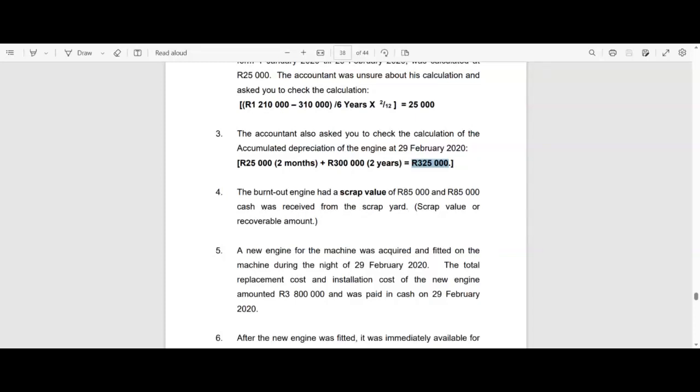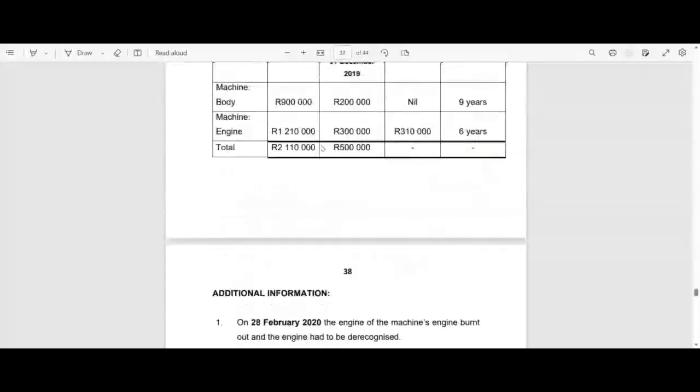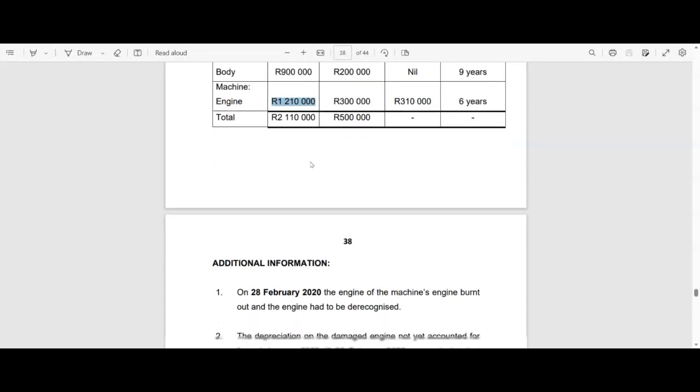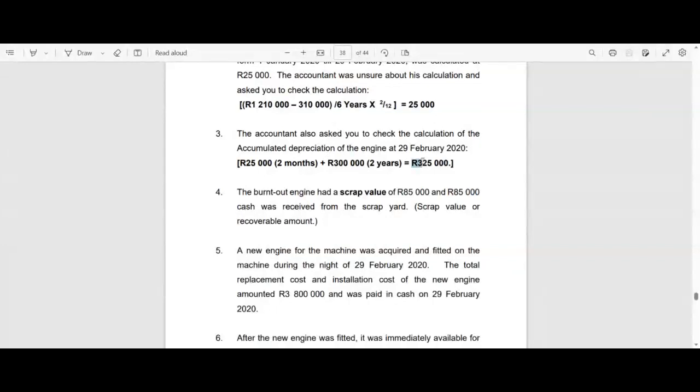So, what is the carrying amount at this stage? Yes, Henri. Can you calculate the carrying amount for us, ladies and gentlemen? I don't want to display it now. I first want to see whether you can calculate it for us. So remember, the engine had a cost of 1,210,000 rands, right? The accumulated depreciation on that engine at this point in time, when we are going to derecognize the engine, is 325,000. So what is therefore its carrying amount at this point?